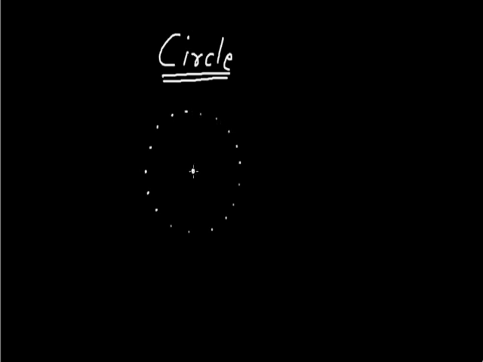This is your fixed point, and from this fixed point you have to collect all the points which are at a constant distance from it. The collection of all these points forms the shape of a circle. When we connect all these points, this will form the shape of a circle.